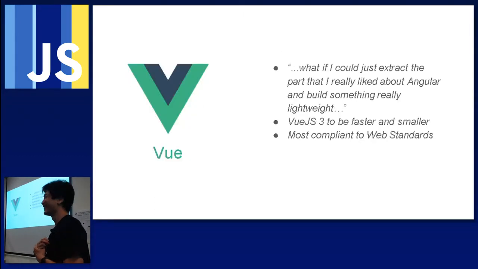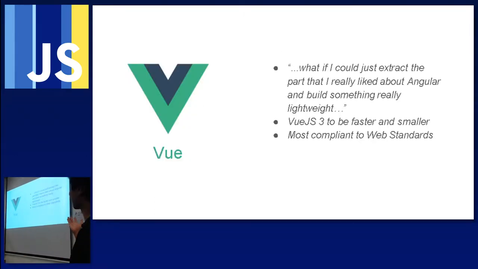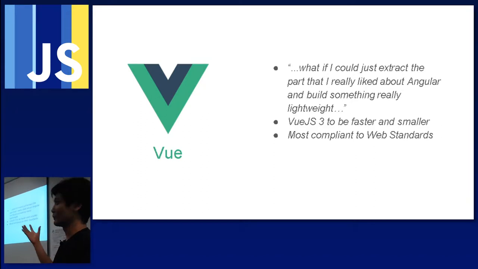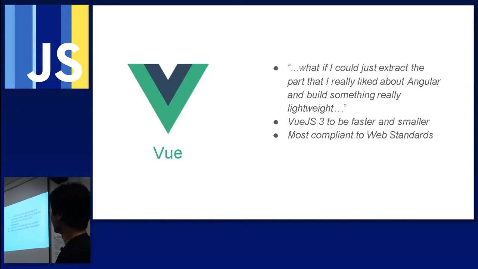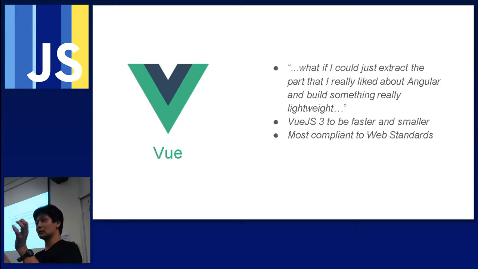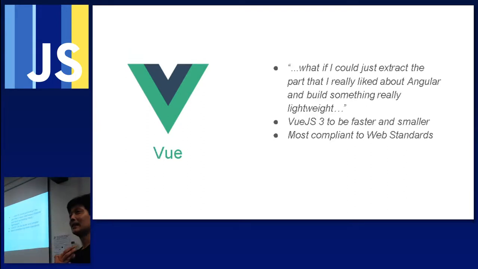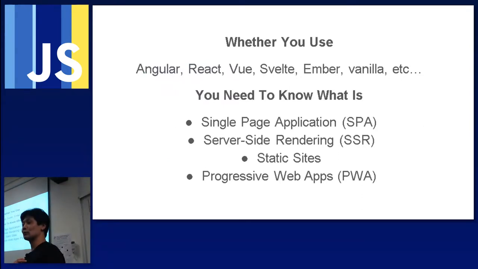So Vue.js, what's so good about it? Firstly, it's supposed to be faster and smaller than the other two, and it's the most standards compliant of the three. If you go into web components, you see this thing called slots. When you go to Vue.js and see the slots, they are very closely related. You can do a lot of other things also, like CSS transitions, which are all pretty straightforward in Vue.js.